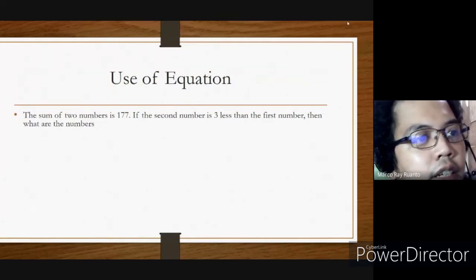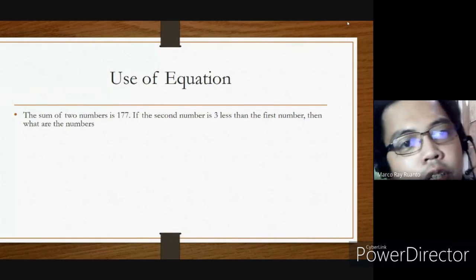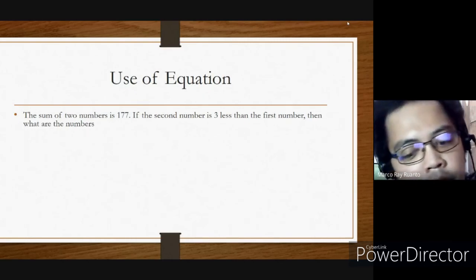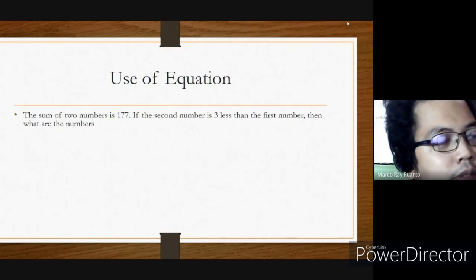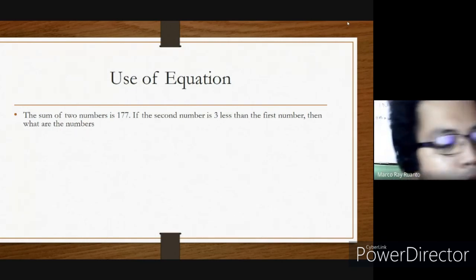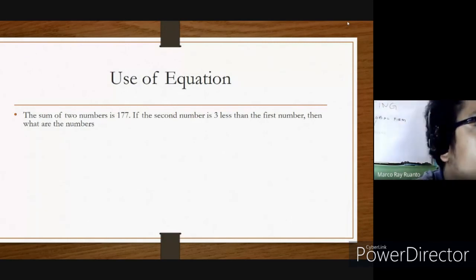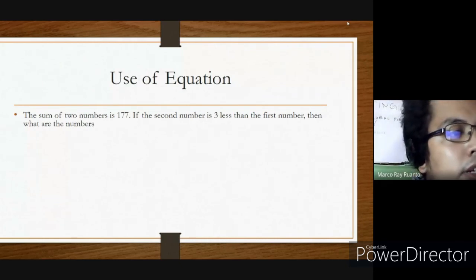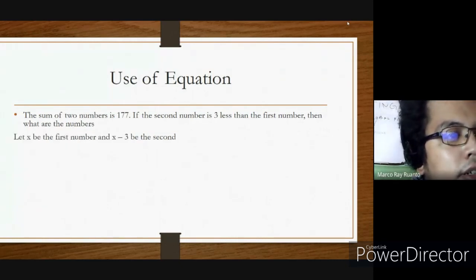The last strategy is the use of equations. This is the most common method of solving a problem. So let us try to solve this given problem using equations. The sum of two numbers is 177. If the second number is 3 less than the first number, then what are the numbers? I will let x be the first number and x minus 3 the second number.